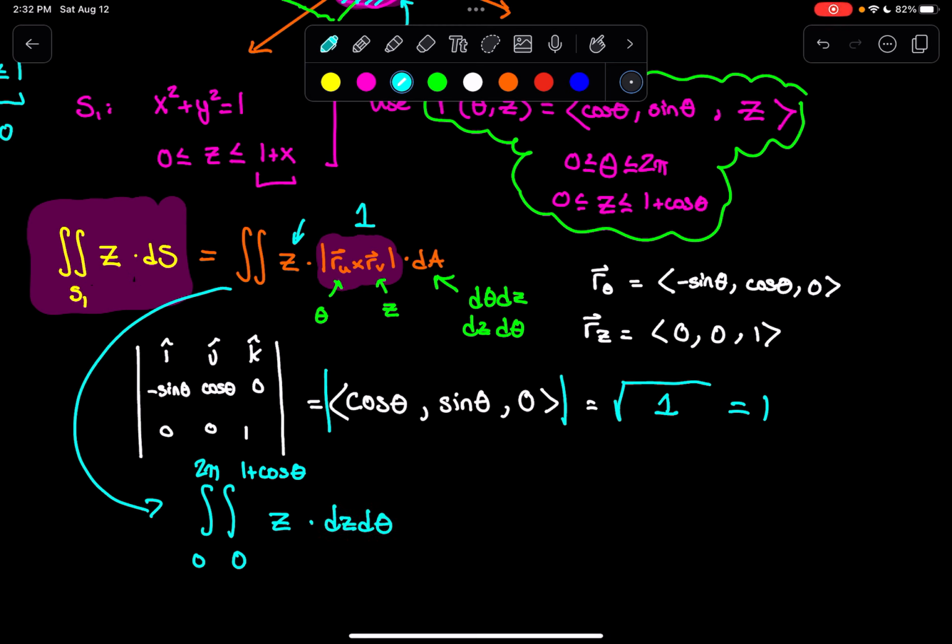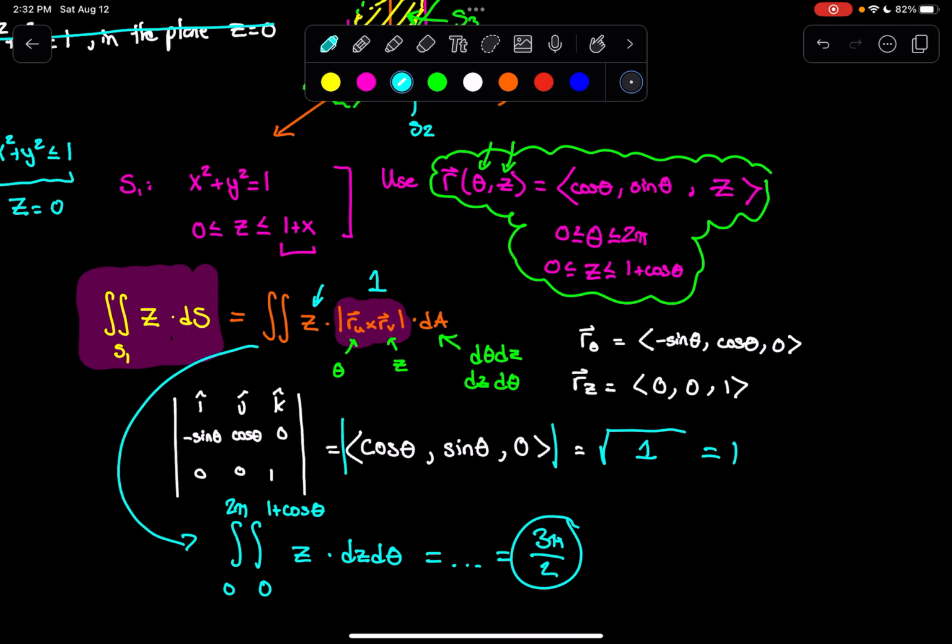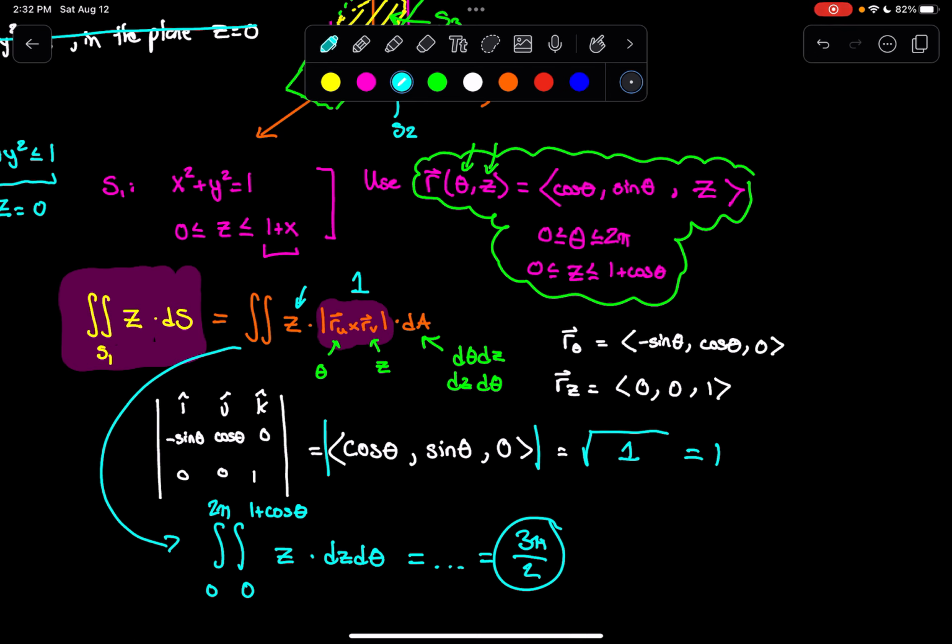And so this, again, I'm going to stop here. It's worked out in the textbook if you'd like to do it. But this is going to, after a little bit of work, equal 3 pi over 2. And so this is the parameterization of S1, and then this is doing the surface integral over S1. We already did S2, and then S3 isn't going to be so bad either. It's just a plane.